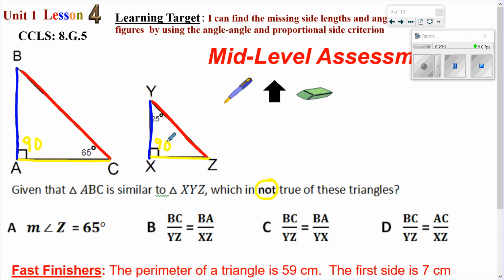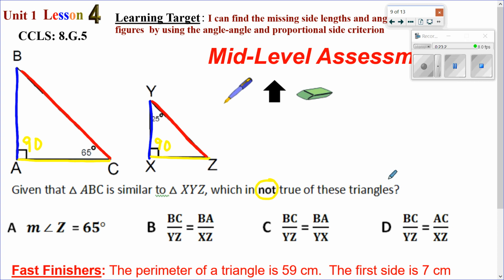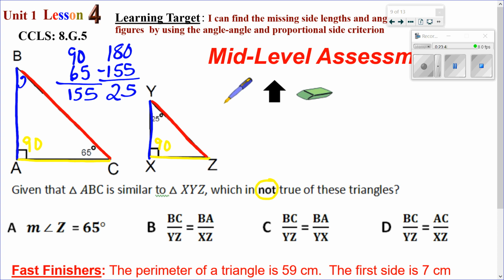Now, how can I find angle B? Well, we know a triangle is 180 degrees. So you're going to add up the 90 and the 65. So 155. You subtract that from 180, and you get 25. So we know B is 25. And look at that. B and Y hold the same position, so it's 25. So we know angle Z is 65. They're asking for what's not true, so this is not the multiple choice answer.